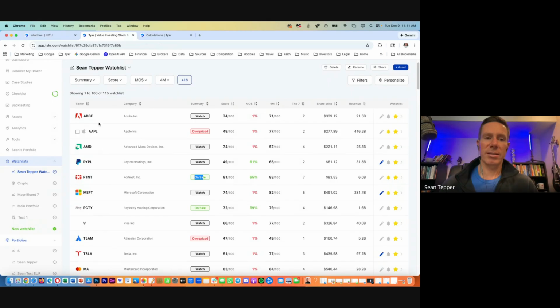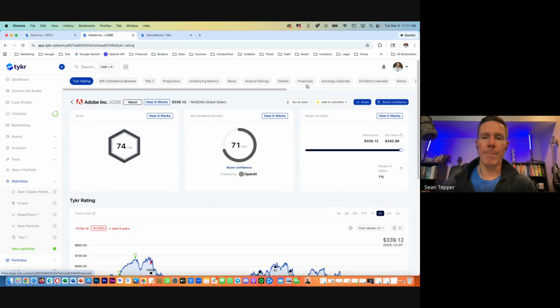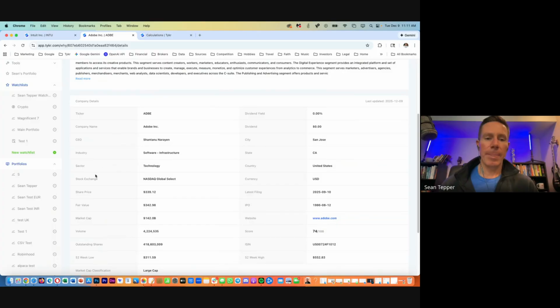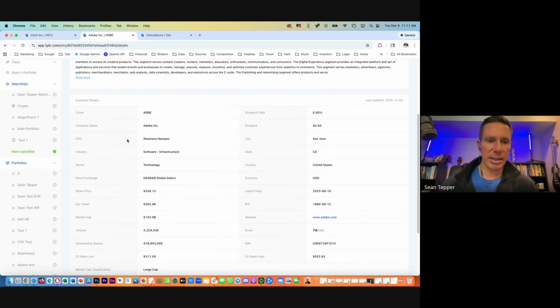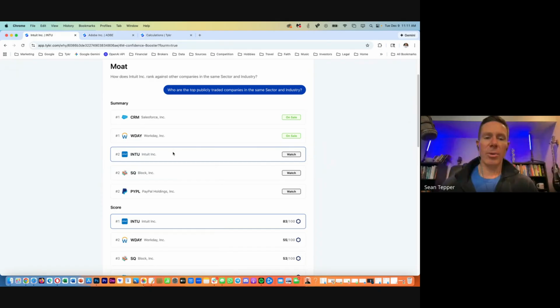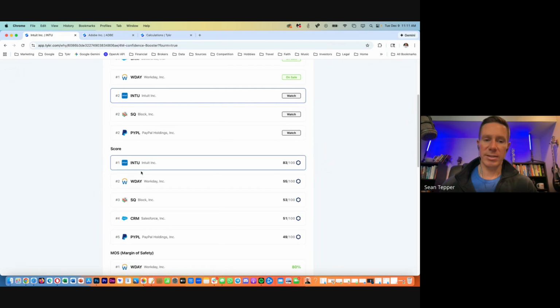In fact, we'll just click on Adobe. We're not going to do a review quite yet, but you can go here, go to details. You can see here we've got sector and industry right here. So we're using the same sector and industry in this case. And we can see here, how does it rank in 5 different categories? So we've got the summary. They are second place, tied for second. Score, actually first place on this list.